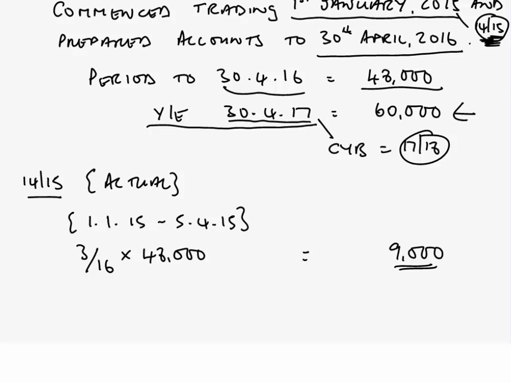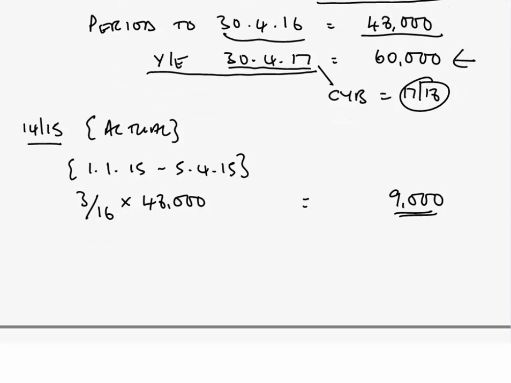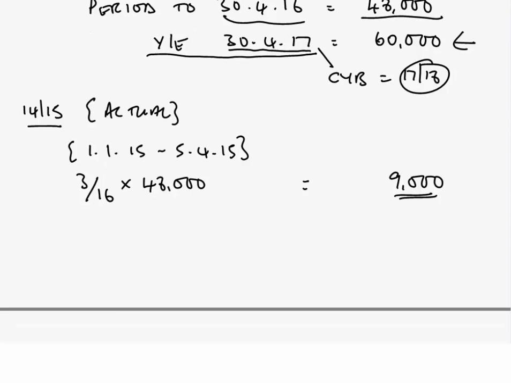So to repeat, 14-15 we determined is the first year, actual basis, 1st of Jan to 5th of April 15, still 3 months, this though out of a 16-month period in which we made £48,000 and therefore a £9,000 assessment. On to, as we've always known it to be the most difficult of the years to deal with, the second year, which here then must be 15-16.